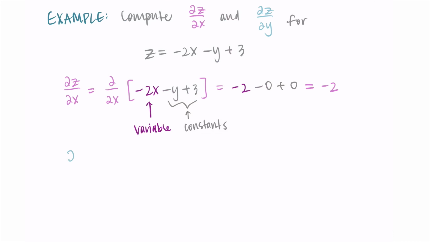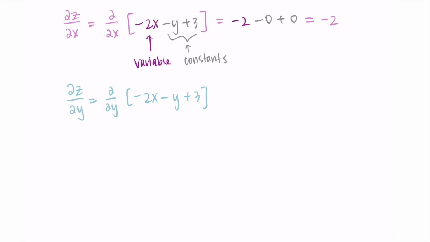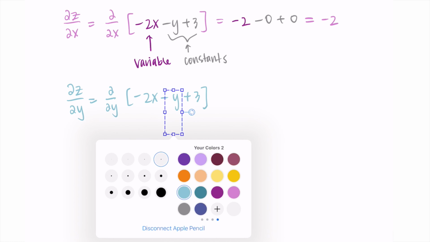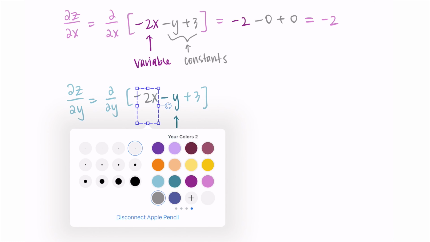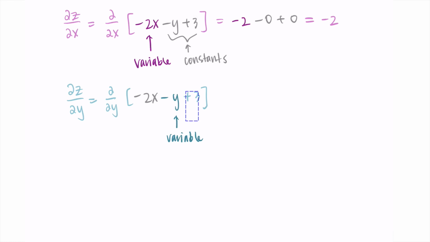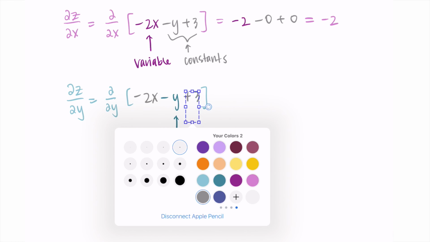Okay, let's do the similar thing for the change in y. I've written out what we are working with, and I'm going to label my variable again. So this minus y, this is my variable. This is what I'm going to have to worry about. But the leftovers don't have any y's in them, and so they're just considered constants. So that negative 2x is a constant, and that plus 3 is a constant.